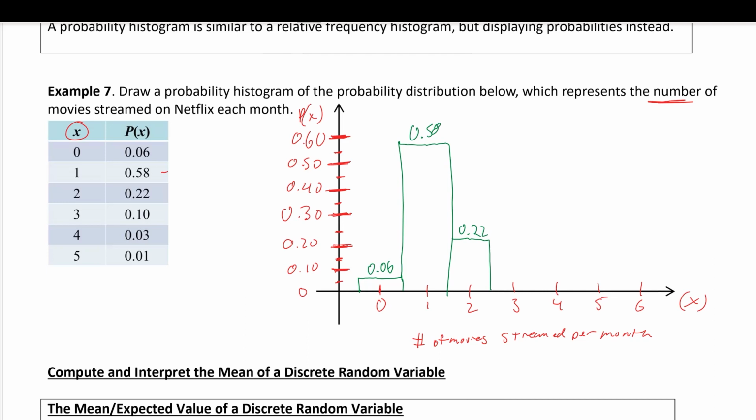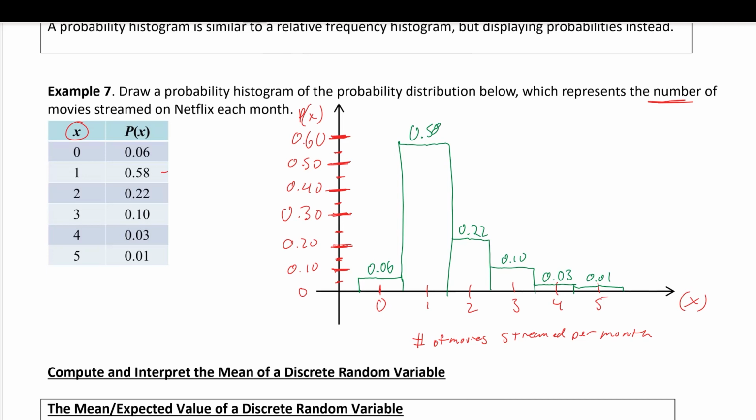For 3, we have 10%, so that looks like it's right there. For 4, we have 0.03, so here's 0.05. 0.03 would probably be right there, a small little sliver. And then 5, 0.01. And I'm not sure why I put in a 6. Yeah, we don't need the 6. Okay. So that is our histogram here.